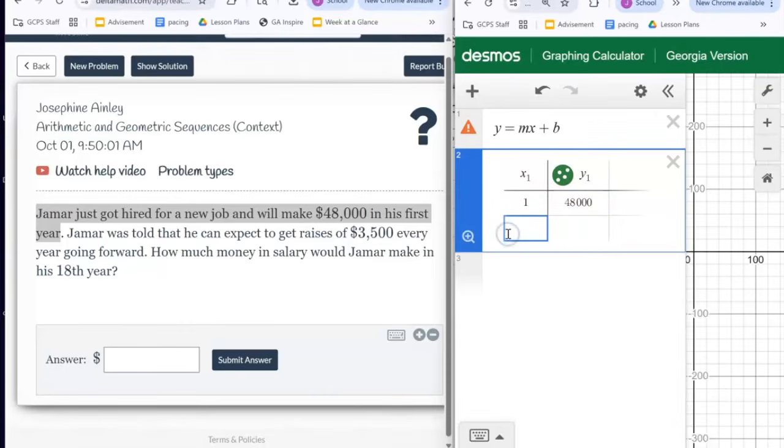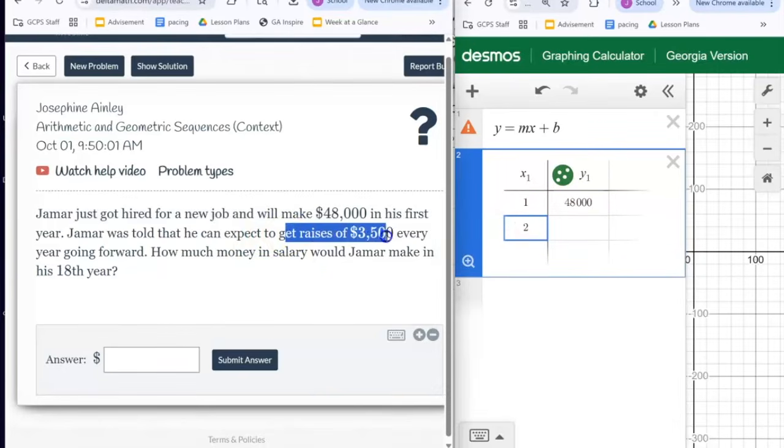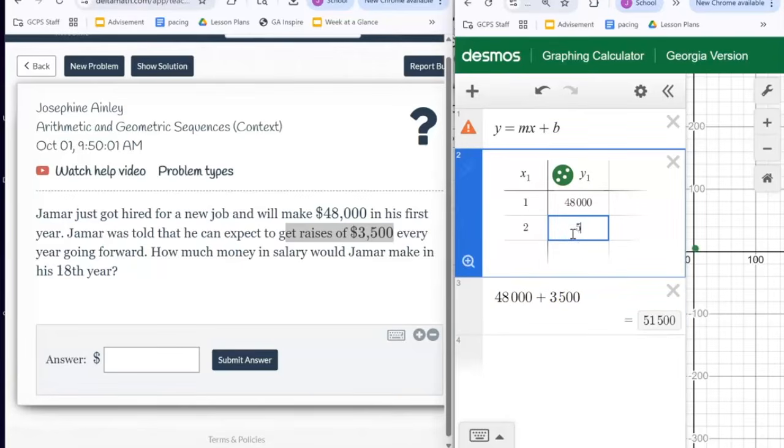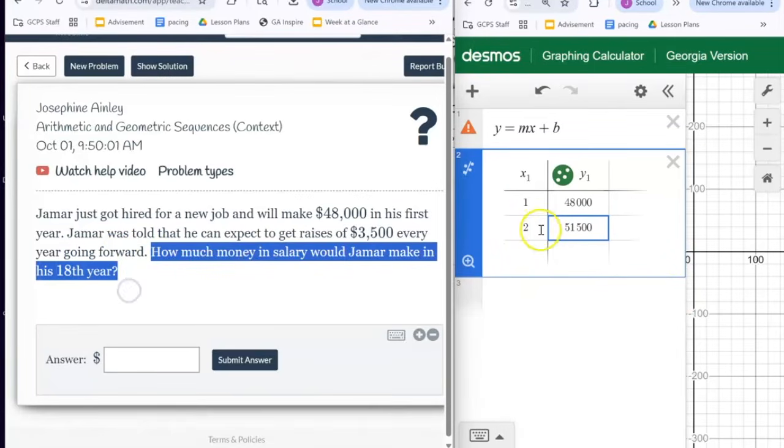All right, my second year, he can expect to get a raise of 3,500. So he starts off with 48,000. He gets a raise of 3,500. So his second year is going to be making 51,500. All right. How much money or salary will he make in his 18th year? I could keep adding until I get to 18, but nobody has time.